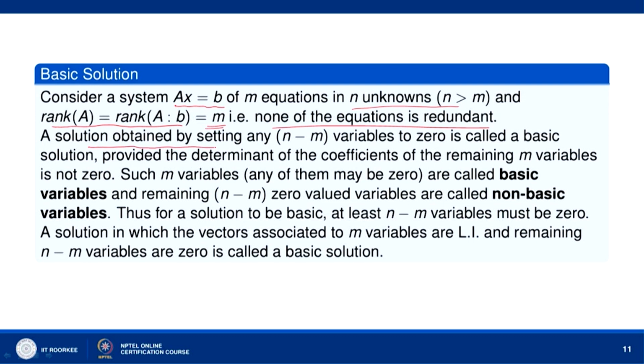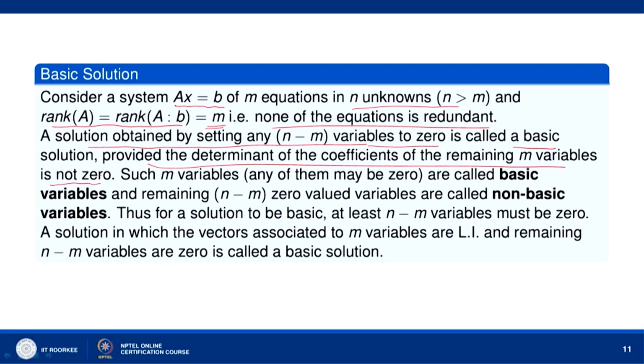A solution obtained by setting n minus m variables to 0. Now, since the rank of A is equal to m, and the number of equations is m, and the number of unknowns is n, n minus m variables are arbitrary. If we set them equal to 0, then we will have m equations and m unknowns. After setting n minus m variables to 0, the solution of that system is called a basic solution, provided the determinant of the coefficients of the remaining m variables is not 0.